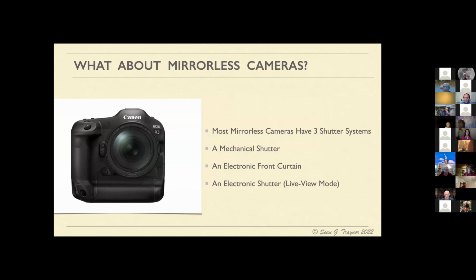So what about mirrorless cameras, and how does flash work with mirrorless cameras? You may be surprised to know that mirrorless cameras, by and large, have three shutter systems. One is a mechanical shutter. Two is called an electronic front curtain. And three is called an electronic shutter. The electronic shutter is something that you otherwise know as live view in your camera.